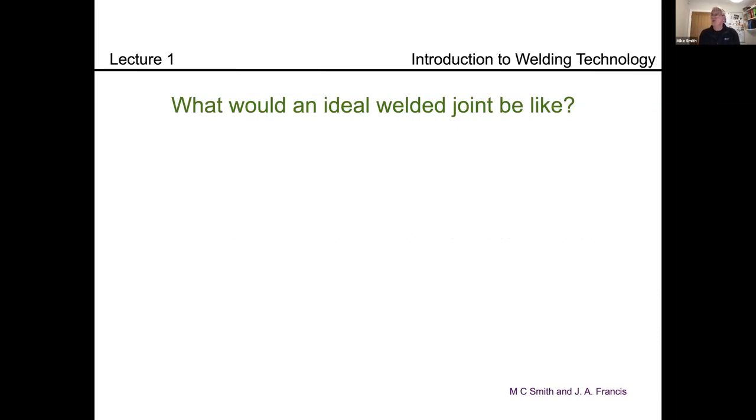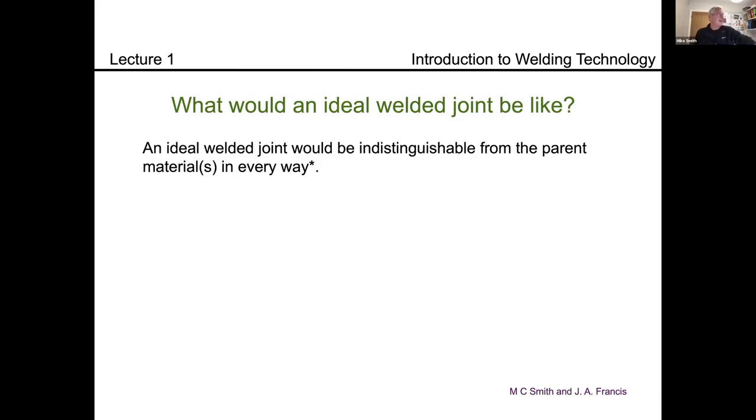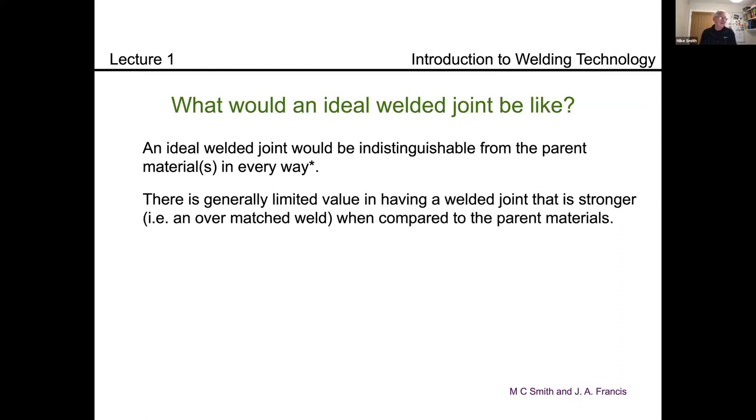So what would an ideal welded joint look like? Well, ideally, you'd like to be able to weld the two plates together and then not be able to find where you welded them. You'd like it to be indistinguishable from the parent material in every way. Same microstructure, same strength, same toughness, absolutely everything. Now, there's generally limited value in making your welded joints stronger than the two parent materials that you're going to join. We call that an overmatched weld, because you can't make use of it, because you have to transmit load from the parent material into the weld and then out again. So the fact the weld's stronger does not help you.